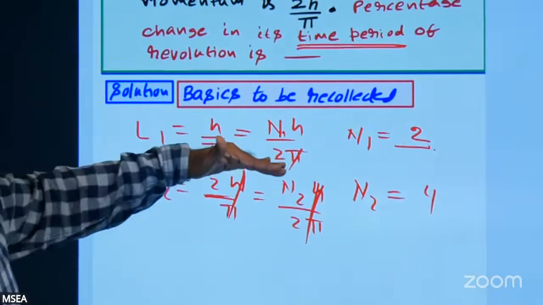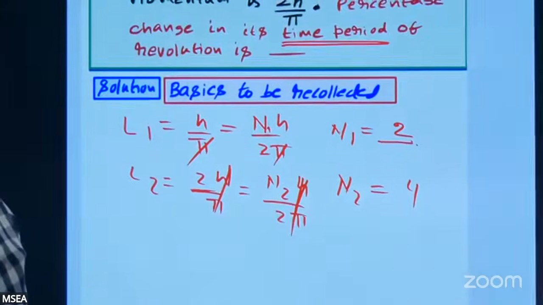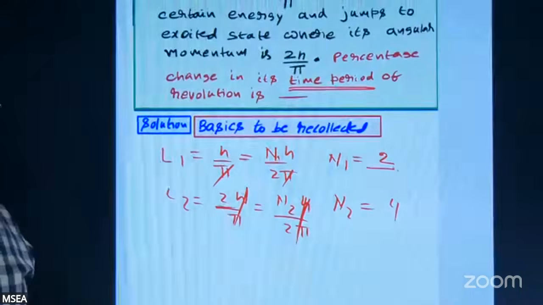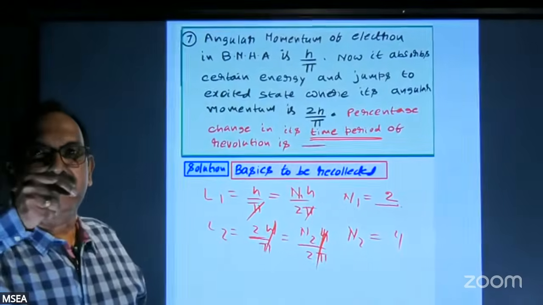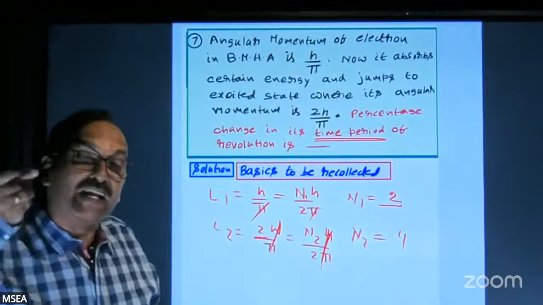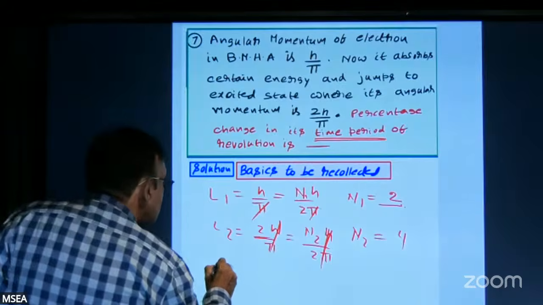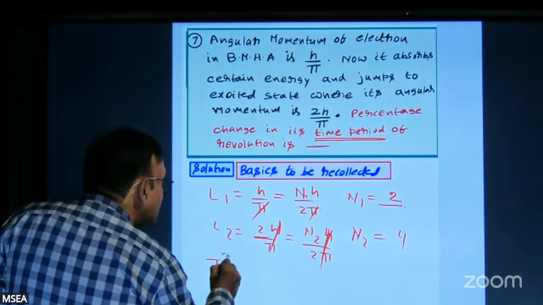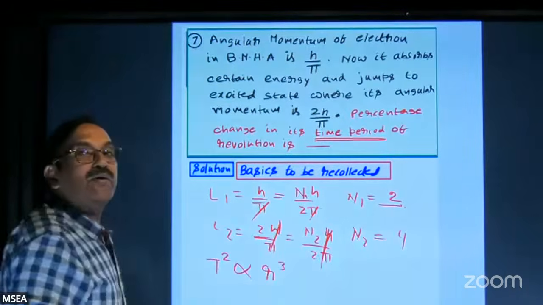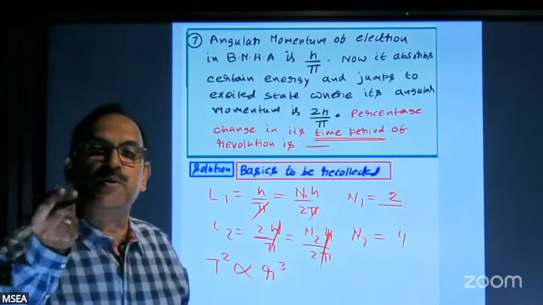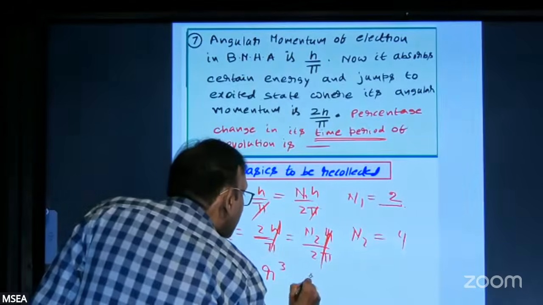He is not asking the number of orbit shifts. He is asking for the percentage change in its time period of revolution. Immediately you have to recollect that whether it is a satellite orbiting around a planet in the gravitation topic or an electron revolving around the nucleus in atoms, both are one and the same. In both cases, the square of the time period is directly proportional to r cube. You know Kepler's third law: T squared is proportional to r cube, equally applicable for the electron system.